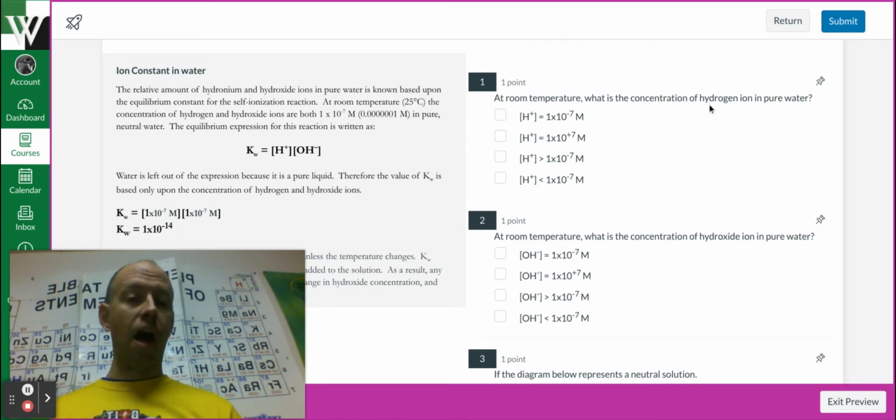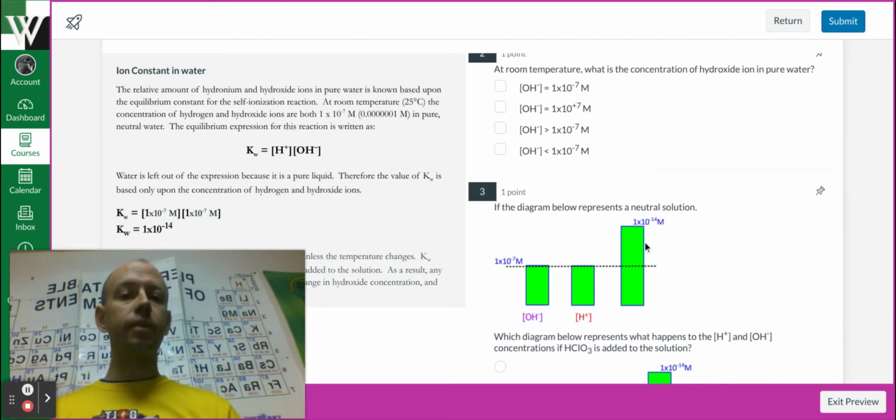Is it asking me about hydrogen, which is H plus, hydroxide, which is OH minus, and then what sort of solution? Pure water means that it's H2O or that it's neutral. We've got information about that right there. It tells us how much it is for those. This is what we know in pure water. The H plus is equal to the OH minus, and like it shows right here, they're both equal to 1 times 10 to the negative 7th.